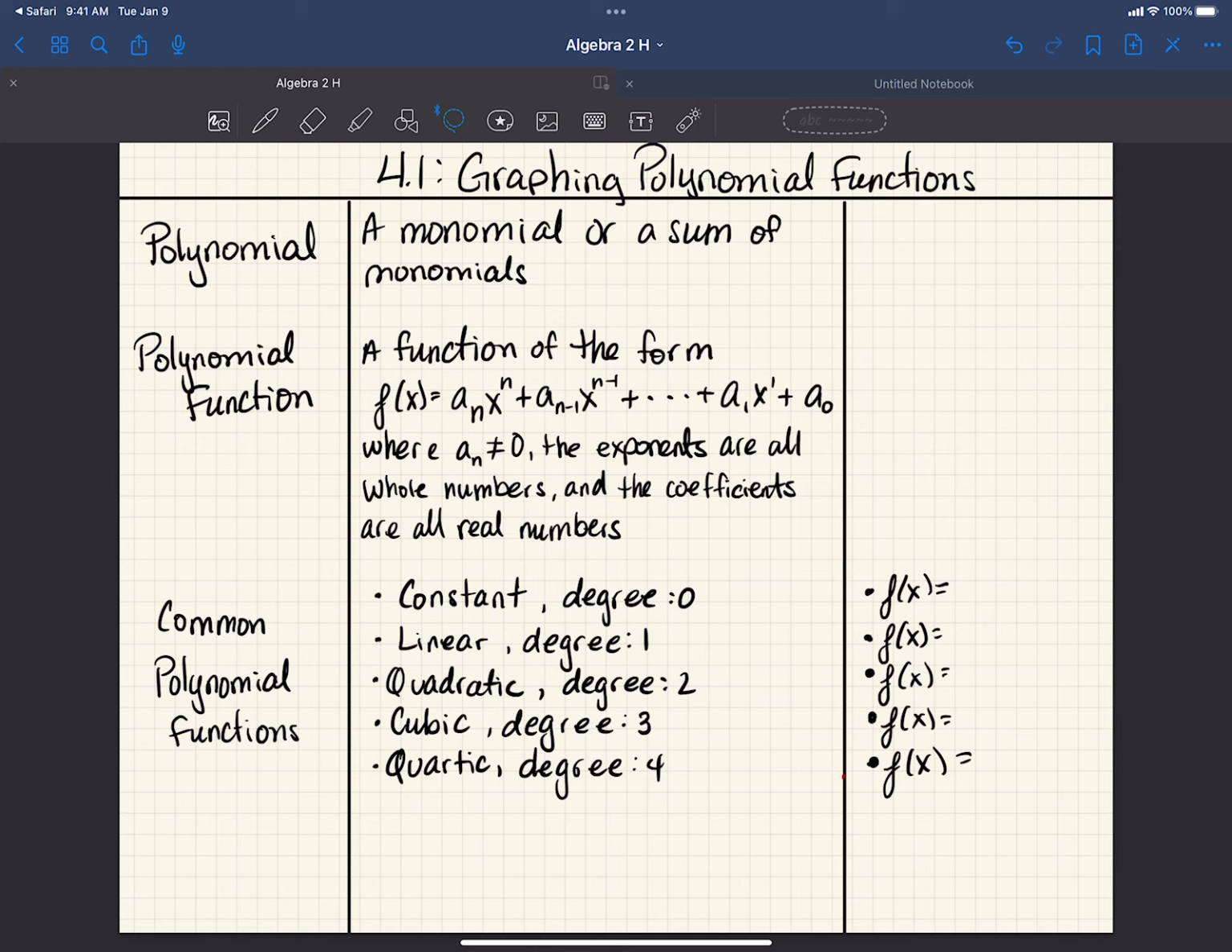Hey everyone, so this is 4.1, Graphing Polynomial Functions. So we are now starting with polynomials, which are a sum of monomials, as you can see the definition right there.